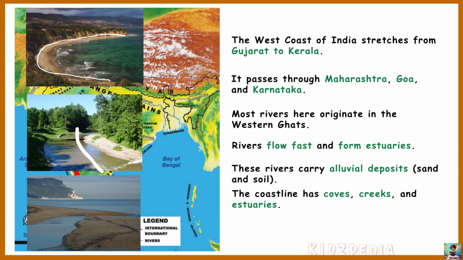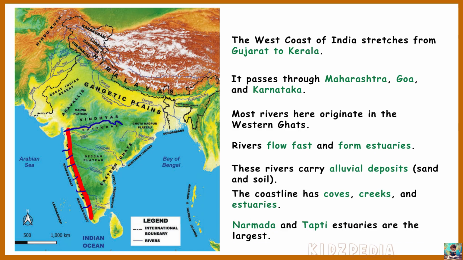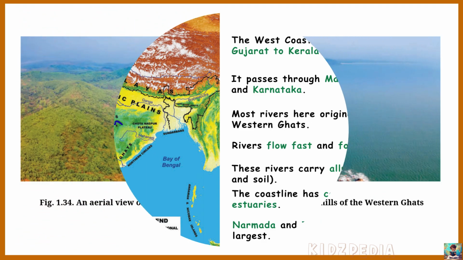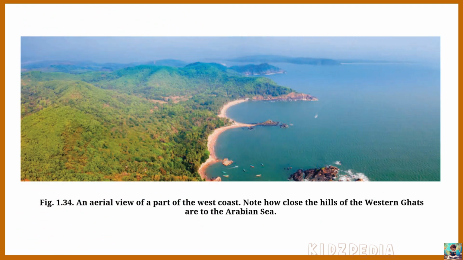A creek is a narrow water channel along the coast, and an estuary is a place where a river meets the sea. And the largest estuaries are formed by the Narmada and Tapti rivers. Figure 1.34, an aerial view of a part of the west coast. Note how close the hills of the Western Ghats are to the Arabian Sea.